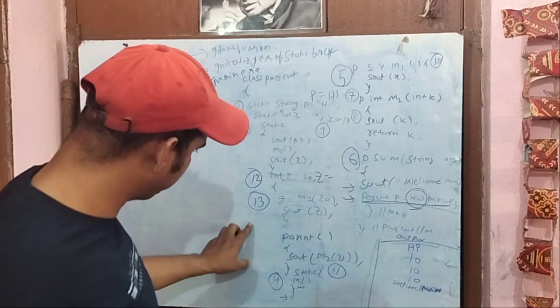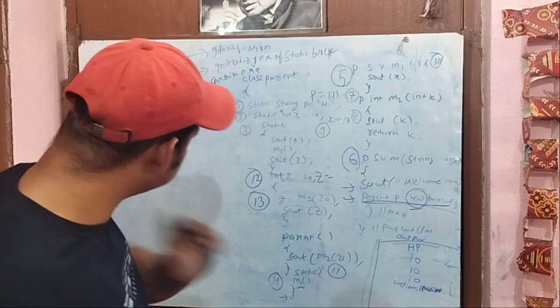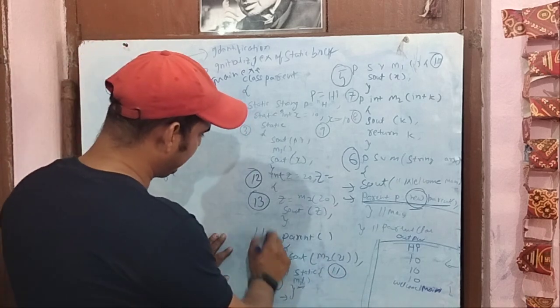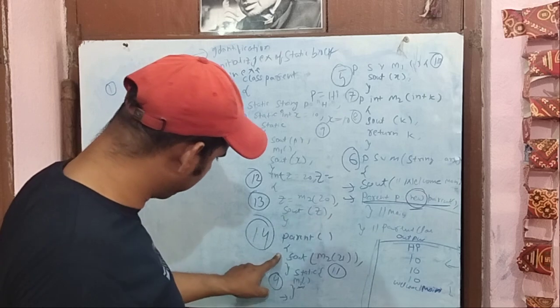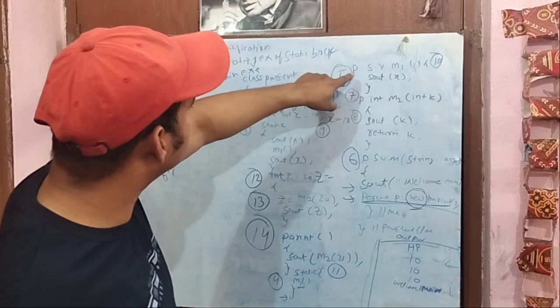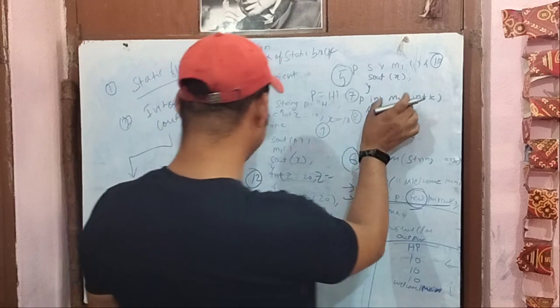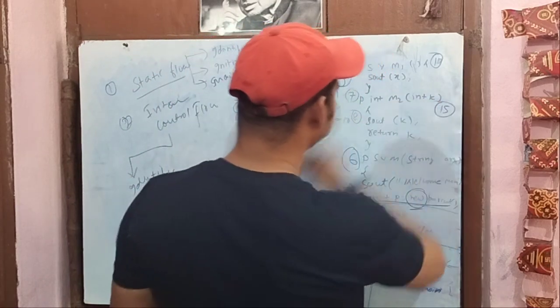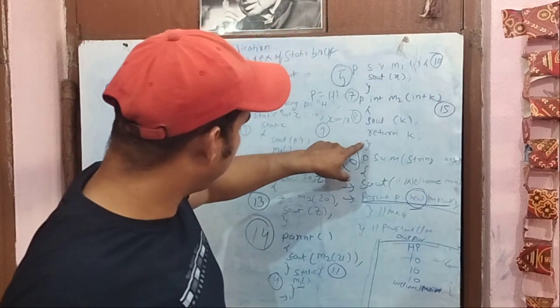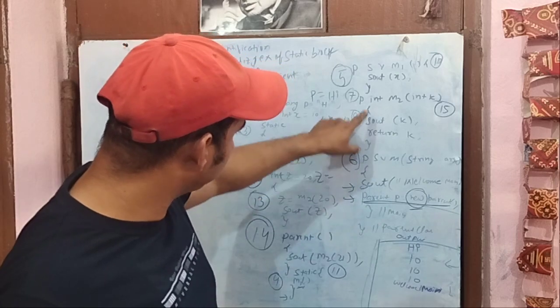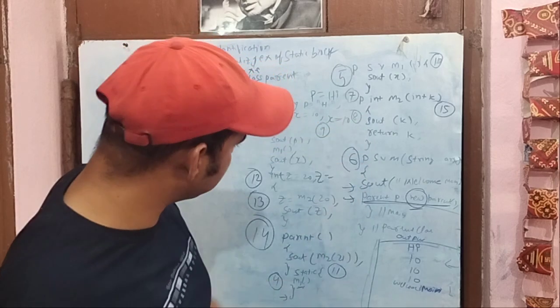It will come down. Here it will see the constructor, so it will take it as 14. Now it will come down. Is it static? No. Here it will find this is the instance method, so it is the 15th step. Now it will come down, and there is no other instance method. So this is all done.